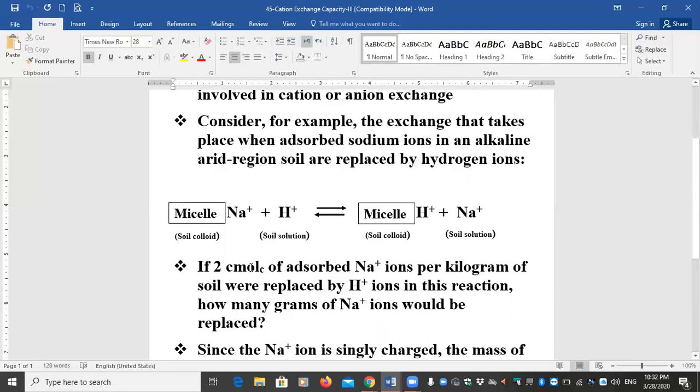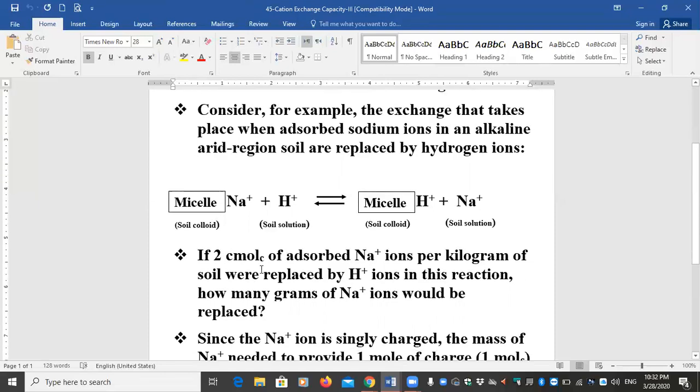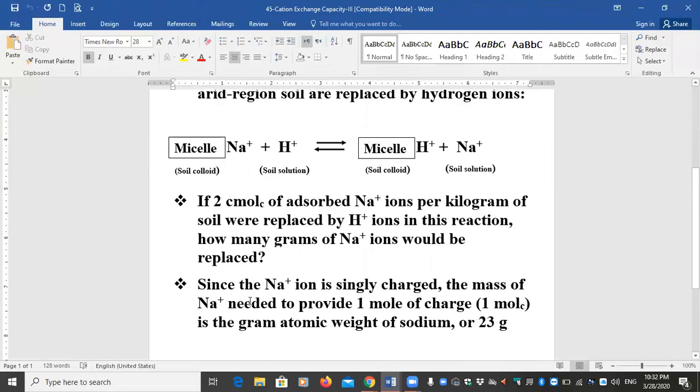So we're gonna move on one step from the centimole of charge supplied by that ion to the mass of that ion that gave us that many centimole of charges. Since the sodium ion is singly charged, it has 1 positive charge, so it's monovalent, the mass of sodium needed to provide 1 mole of charge is the gram atomic weight of sodium, or 23 grams.